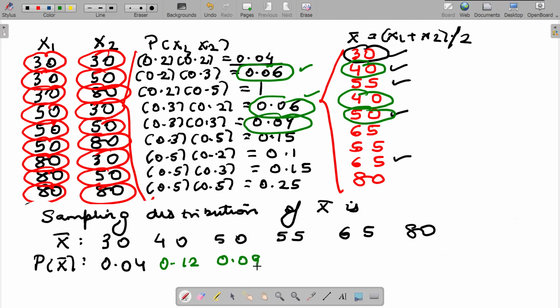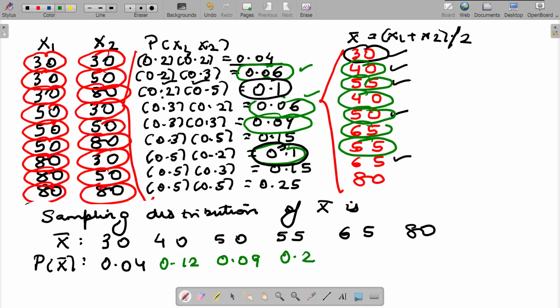X taking the value 55. Here and here, it takes the value 55 twice. This is 0.1 only, guys. I made a mistake here. Let me correct the mistake. This is 0.1. 0.2 into 0.5 is 0.1. I'm correcting it. Please let me erase this off and type this properly. So 55 is 0.1 here and 0.1 here. So that means 0.2.